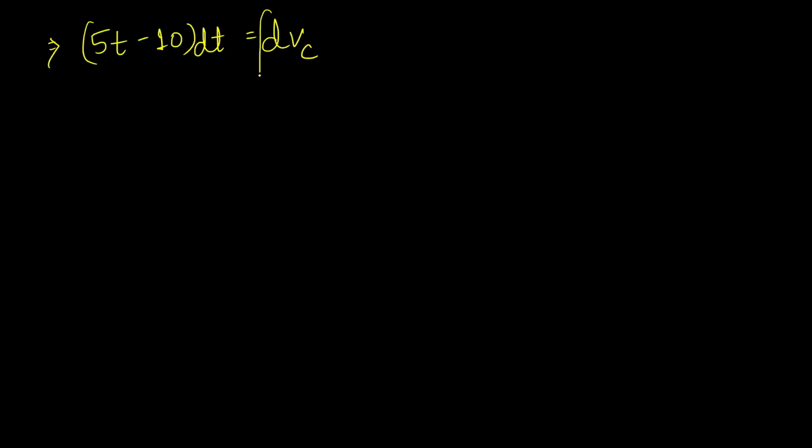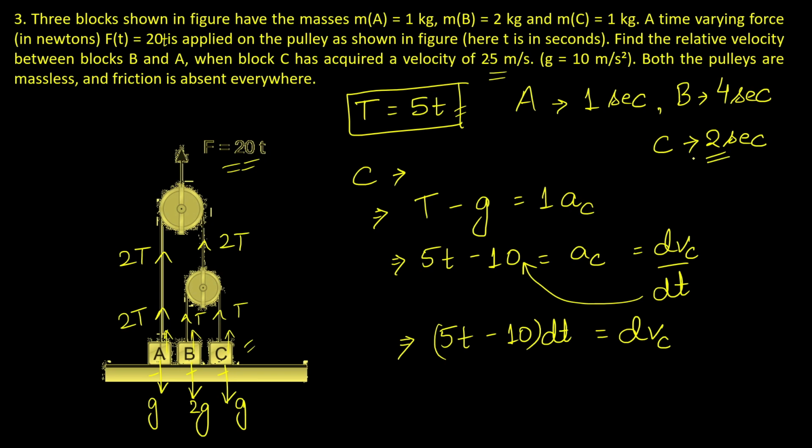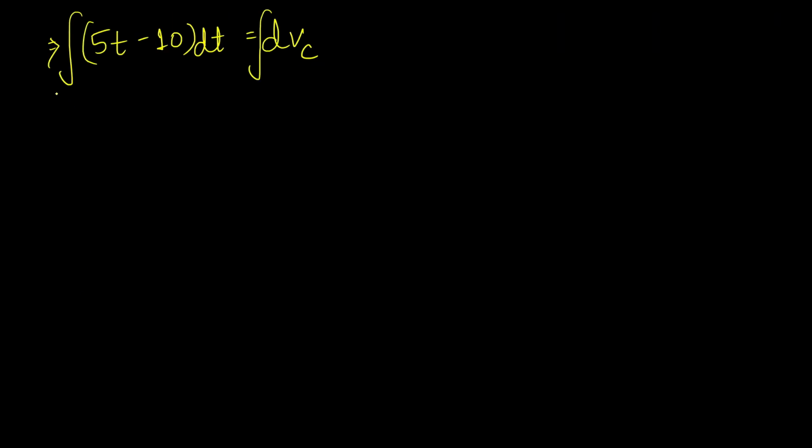Now let me integrate this. So what will be the limits for this integral? Well, we know that at t equal to 2 seconds, the velocity of C was 0, because at t equal to 2 seconds, block C had just started to move. So that will be the limit over here. At t equal to 2 seconds, velocity was 0, and at t equal to say t seconds, velocity was Vc, that is 2.5. We need to find that time actually.